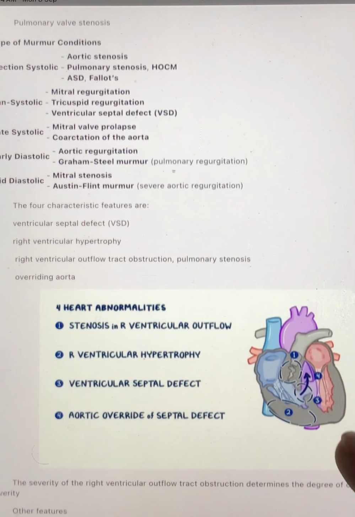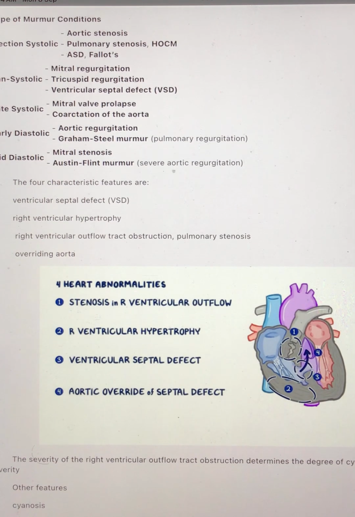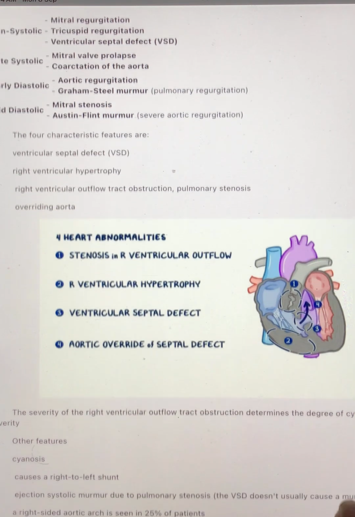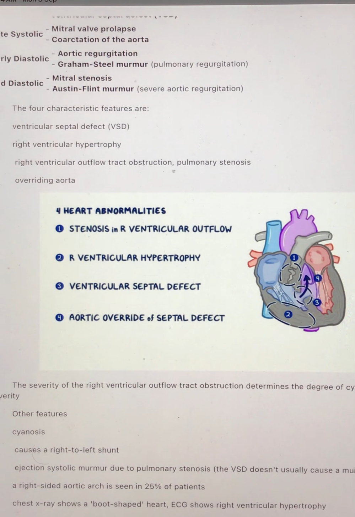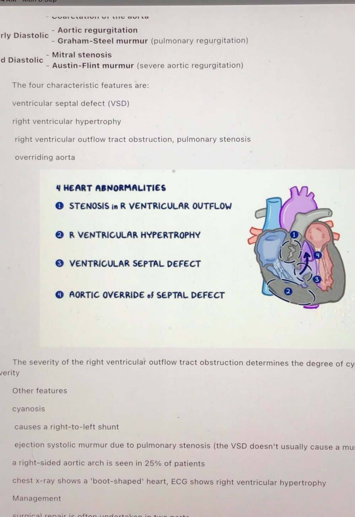Four characteristic features of tetralogy of Fallot: ventricular septal defect, right ventricular hypertrophy, then right ventricular outflow obstruction, pulmonary stenosis, and overriding of aorta. So the ventricular septal defect is generally in the upper part.